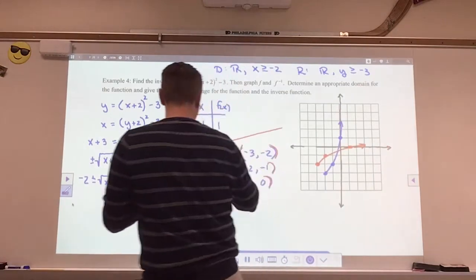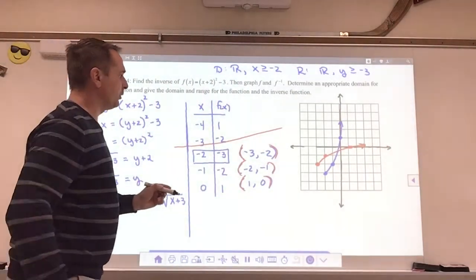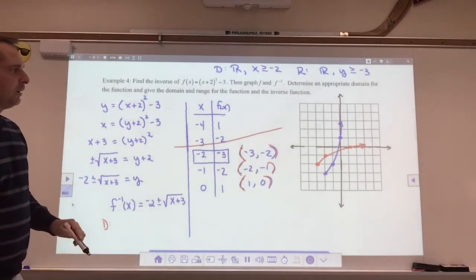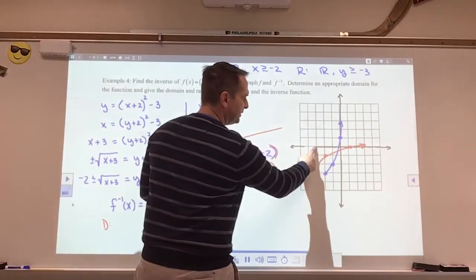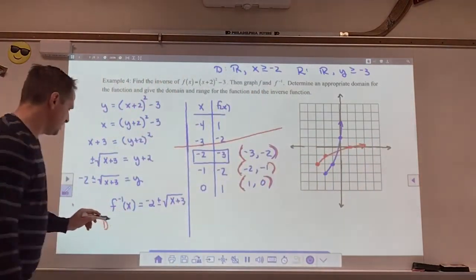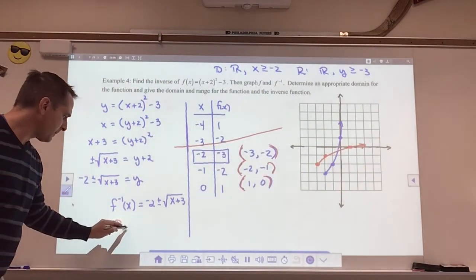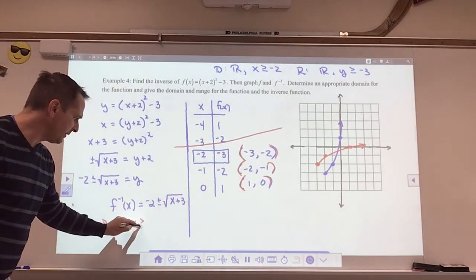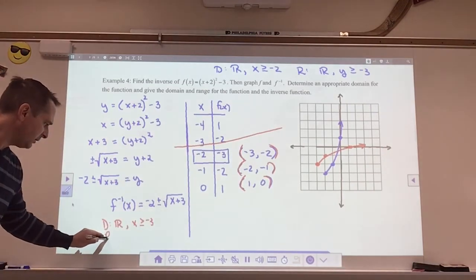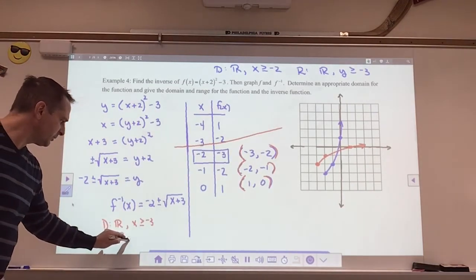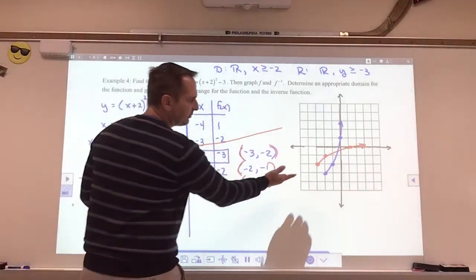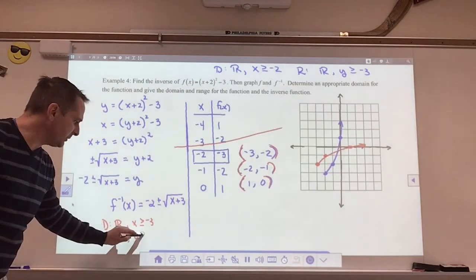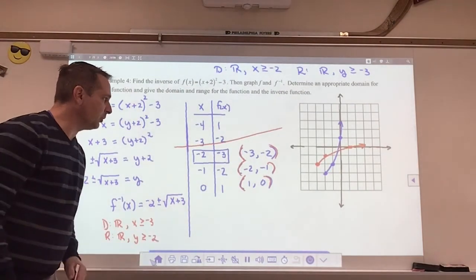For our inverse function, we're going to have domain of negative 3 to positive infinity. So all real numbers. X has to be greater than or equal to negative 3. And our range, all real numbers, y is going from negative 2, and this is going to consistently go up forever. So we say y is going to be greater than or equal to negative 2.